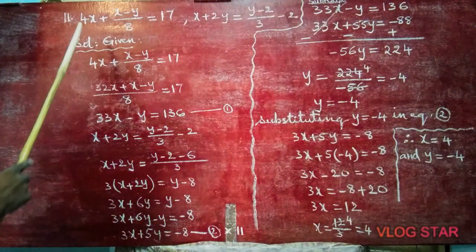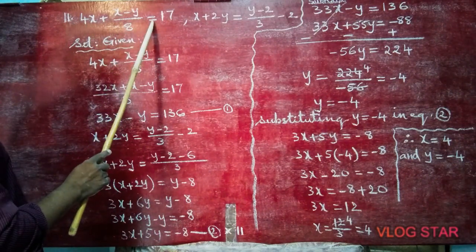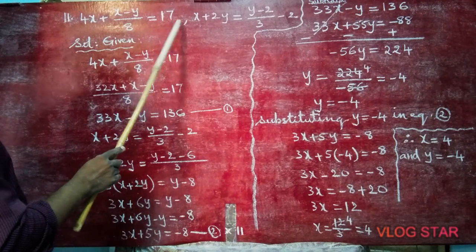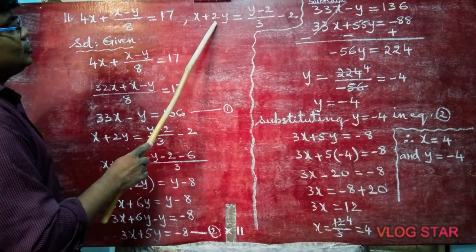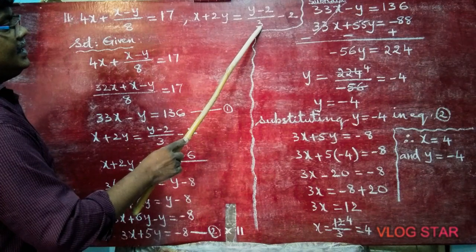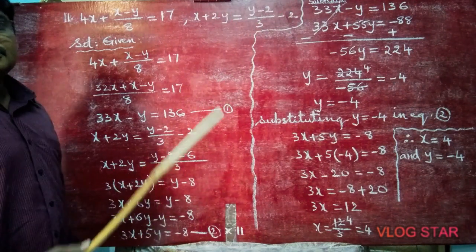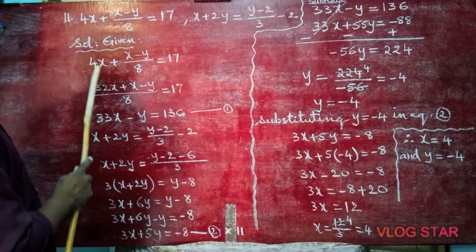Eleventh problem. 4x plus (x minus y) by 8 is equal to 17. Another linear equation: x plus 2y is equal to (y minus 2) by 3 minus 2. This is also not in order. We have to make it in order.